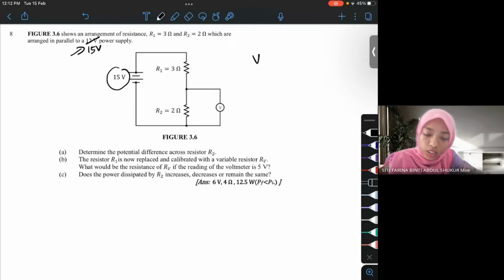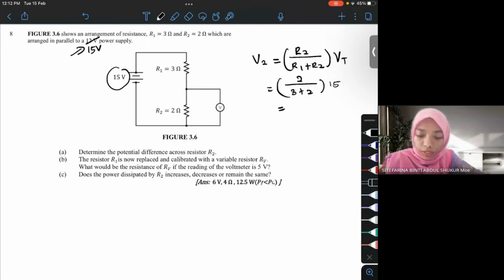So using the potential divider equation, V across R2 will equal R2 divided by R total, which is R1 plus R2, multiplied with our V total. Okay, so your R2 is 2, over 3 plus 2, multiplied with 15. So you press your calculator, you will get 6 volt. Okay, so this is how you find the voltage across this resistance 2.